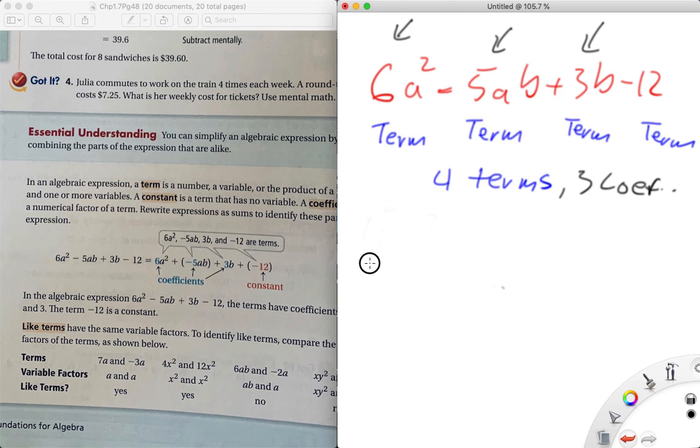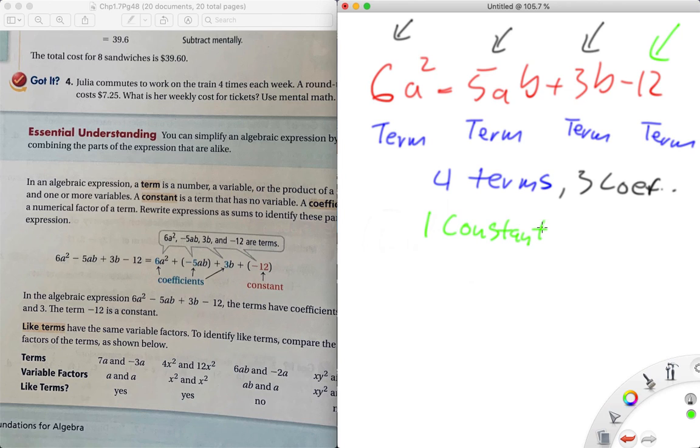And then you're like, well, what about the 12? What's going on with the 12? Well, the 12 is not considered a coefficient because it's not multiplying a variable. It's just a number by itself. And when you have a number by itself, we call that a constant. So in this case, we only have one constant.